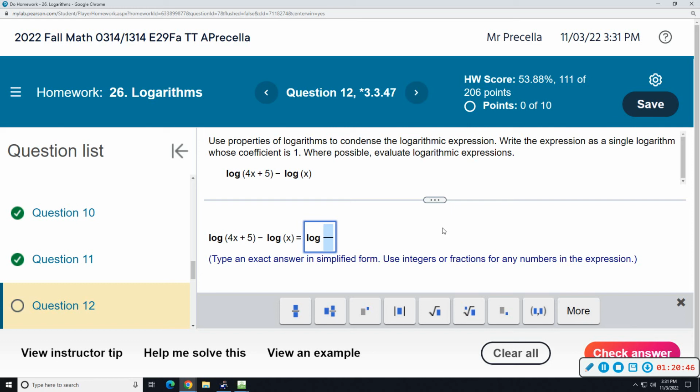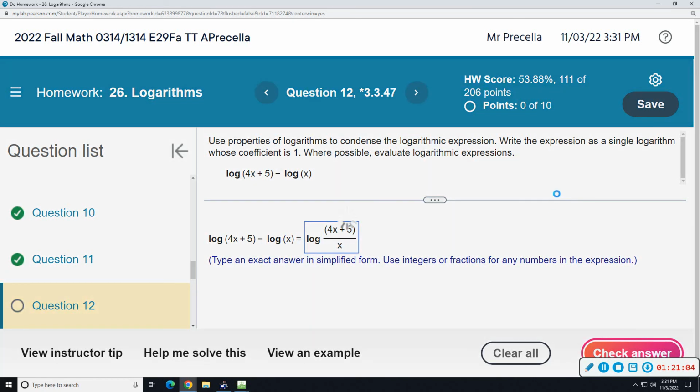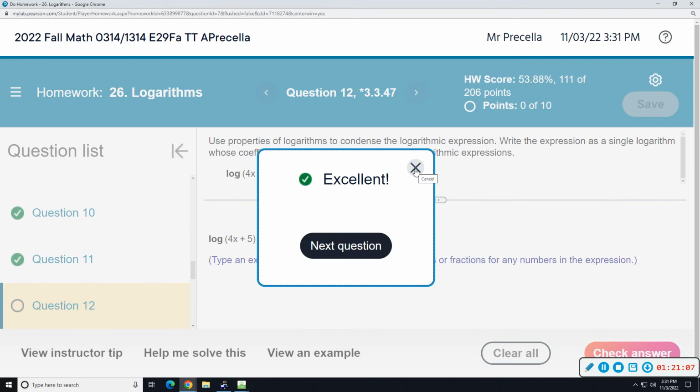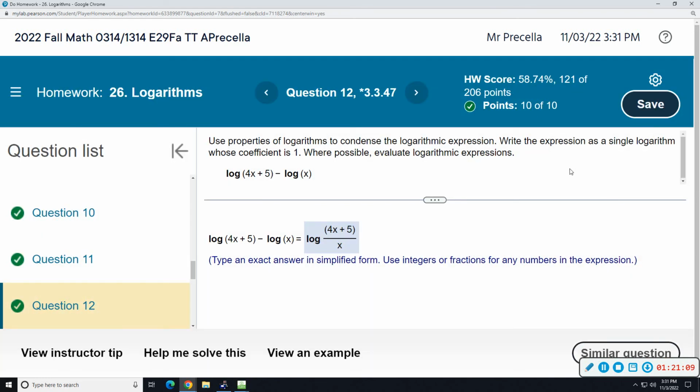What will we have on top? The 4x plus 5, I agree. Anything else on top? On bottom? Just the x. Any questions there?